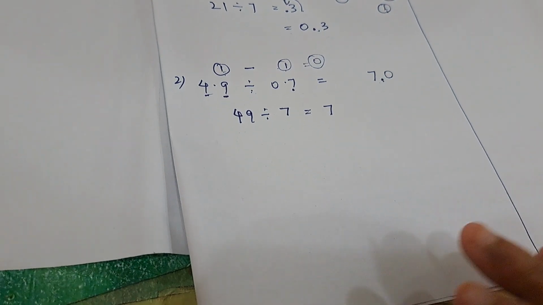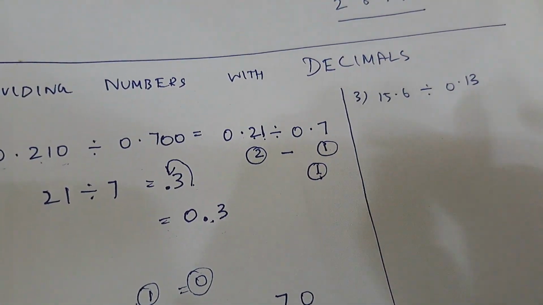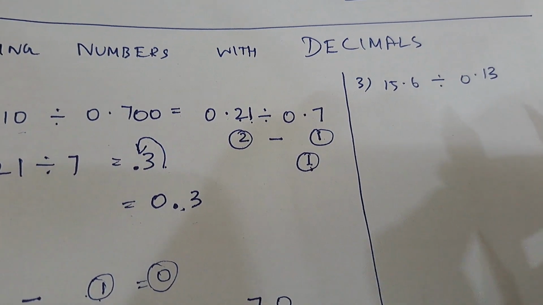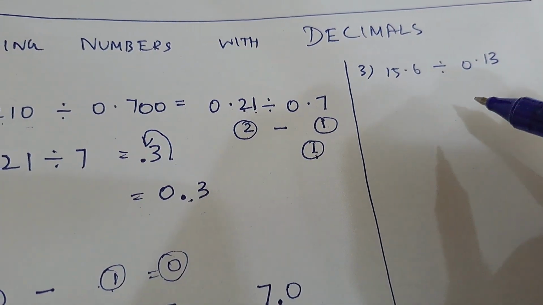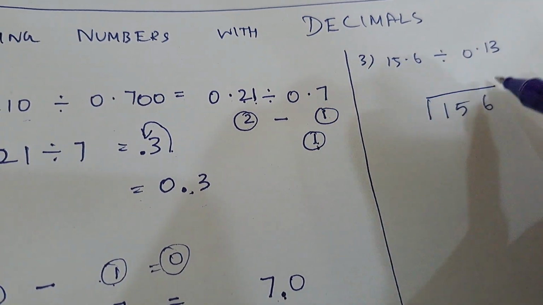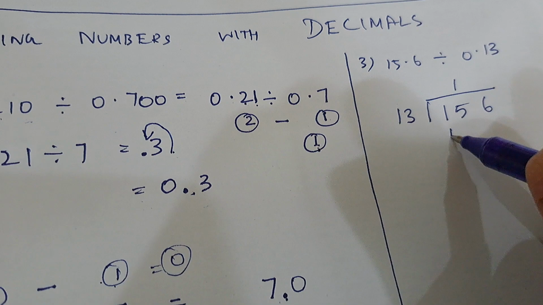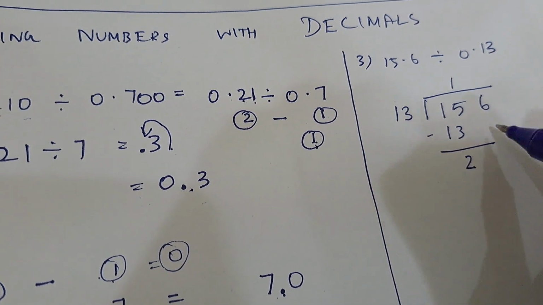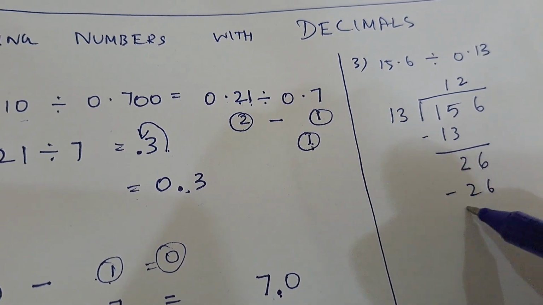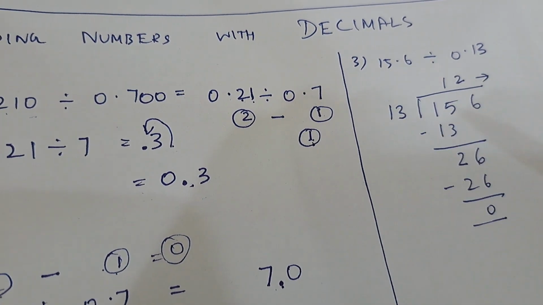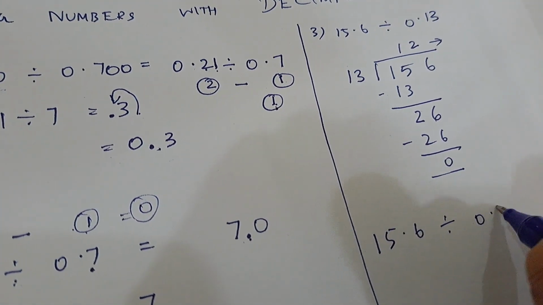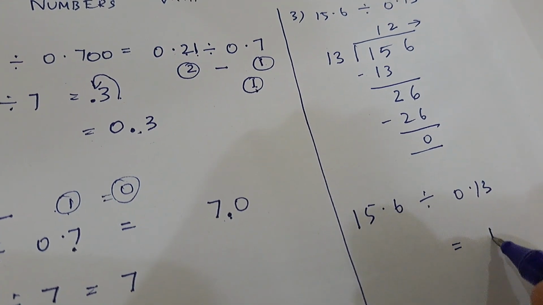It's the same. Moving on to the third case, 15.6 divided by 0.13. Let us do the division excluding the decimal points. 156 divided by 13. 13 ones are 13. Subtraction. 26. 13 2 times is 26. So, this is our quotient. So, 15.6 divided by 0.13 is 12.